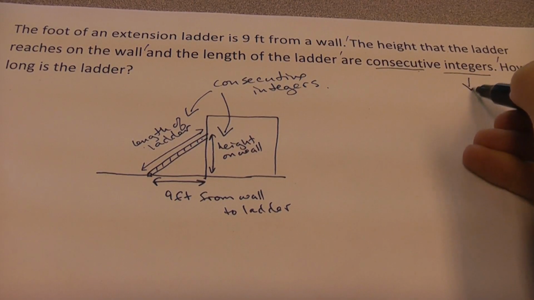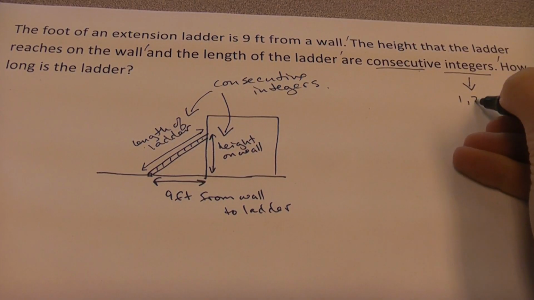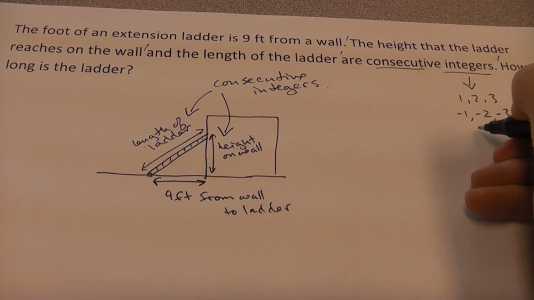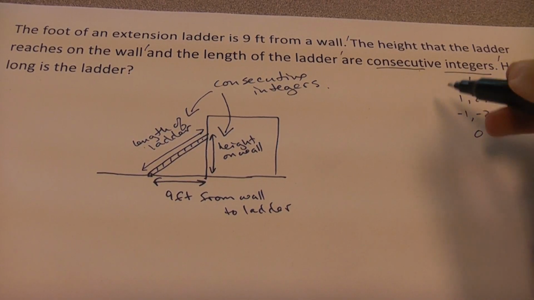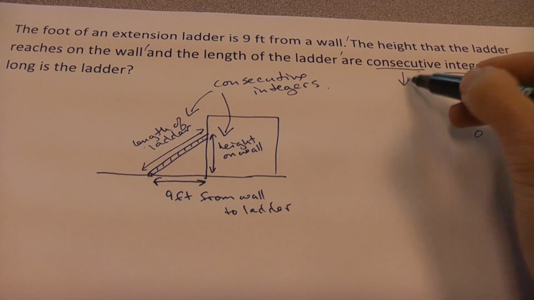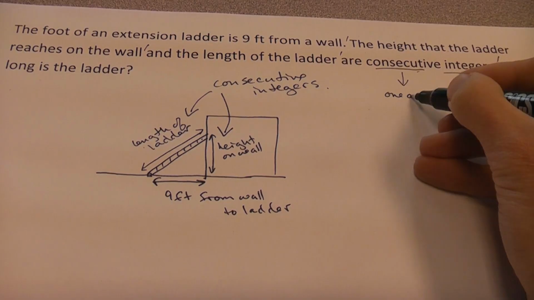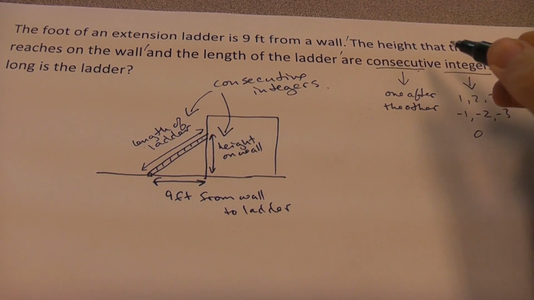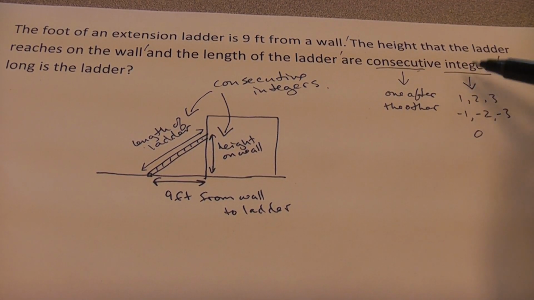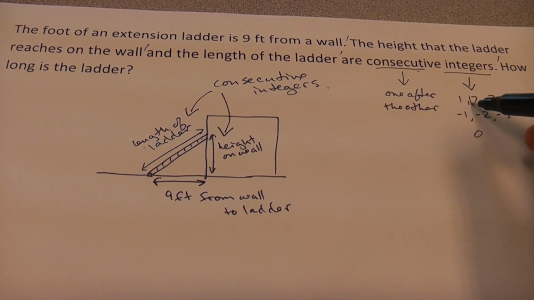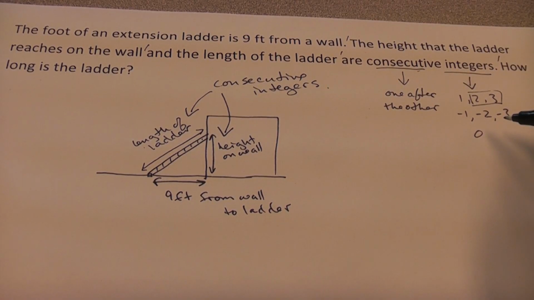Integers. I know what integers are. Those are numbers like 1, 2, 3, or -1, -2, -3, or 0. I know that consecutive means one after the other. So if two things are consecutive integers, it means they're these kind of numbers that come one after the other. Oh, so for example, 2 and 3, those would be consecutive integers.